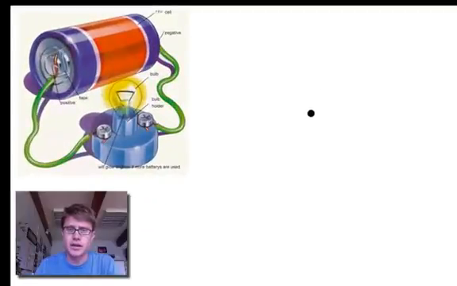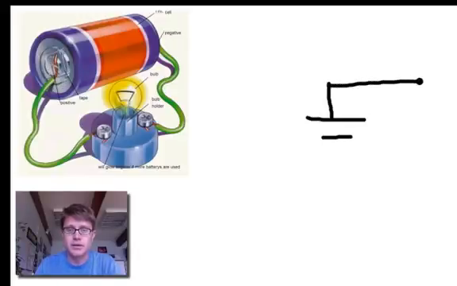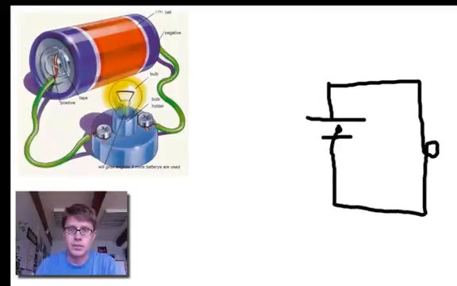So if I were to draw this, I tend to draw my batteries on the left side. So I'm going to draw my battery first. This right here is the positive end. And so I'm going to draw my battery like that. Now I'm going to draw a light bulb. And then it's going to go right back to the battery.